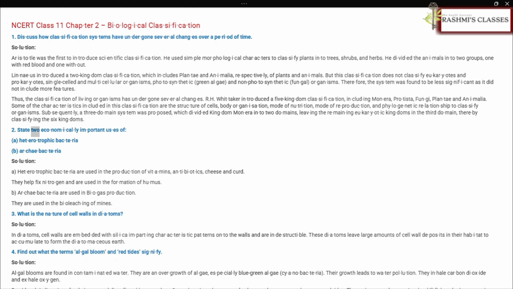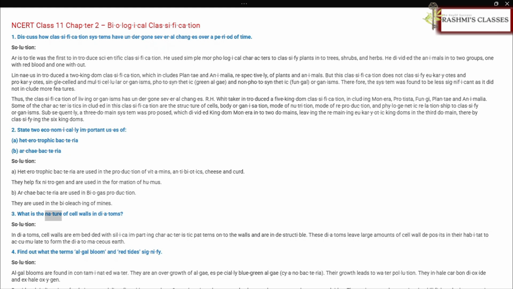2. State two economically important uses of A. Heterotrophic bacteria. B. Archaebacteria. Solution. A. Heterotrophic bacteria are used in the production of vitamins, antibiotics, cheese, and curd. They help fix nitrogen and are used in the formation of humus. B. Archaebacteria are used in biogas production. They are used in the bioleaching of mines.